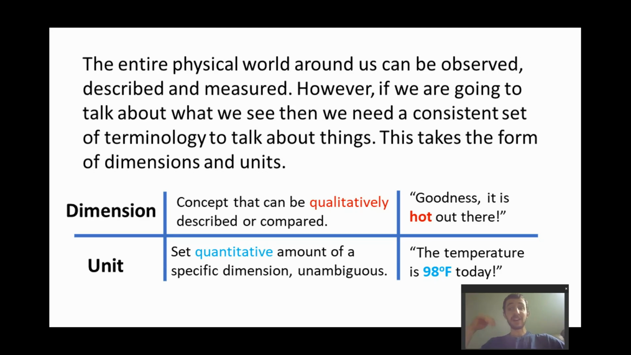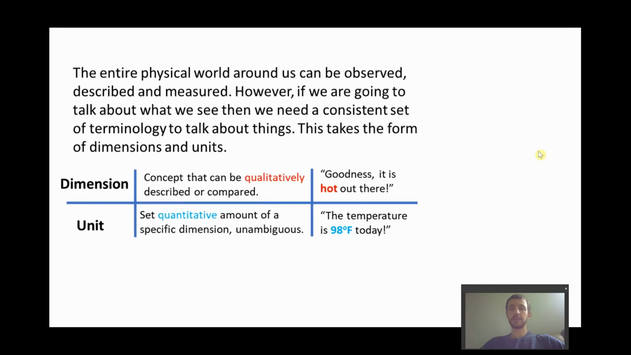If I say it was 65 degrees Fahrenheit yesterday, I don't have to tell you it was hotter or colder. You know 65 is less than 98. Therefore, it was cooler yesterday. So it's a measurement, okay? It's a quantitative measurement. So units, quantitative, they have numbers. Dimensions are a concept that we can qualitatively describe, okay? So if it doesn't have a number attached to it, it's not a unit.